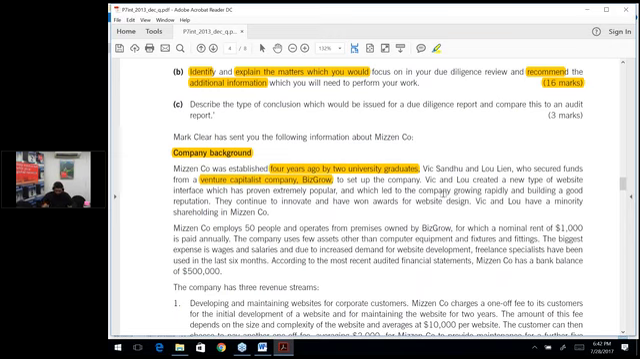So what have they done? They have actually formed the company 4 years ago, and the funds that they obtained was from a venture capitalist company, and venture capitalist company is basically named BizGrow. Now, Vic and Lou started a new type of website interface which has proven extremely popular and which led to the company growing rapidly and building a good reputation. They continue to innovate and have won awards for website design. Vic and Lou have minority shareholding in Mizzen company.